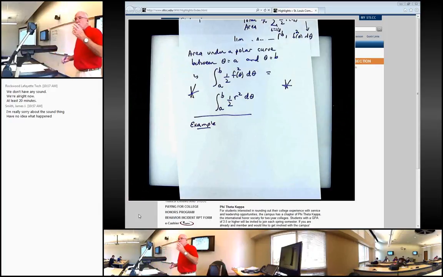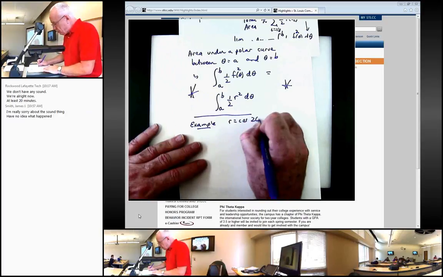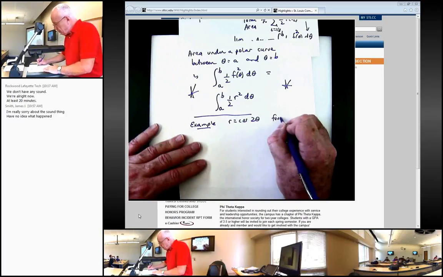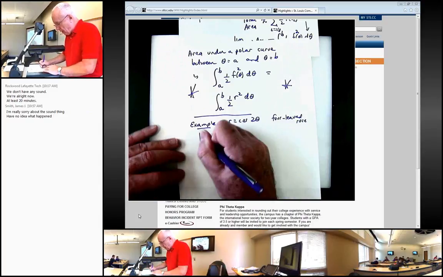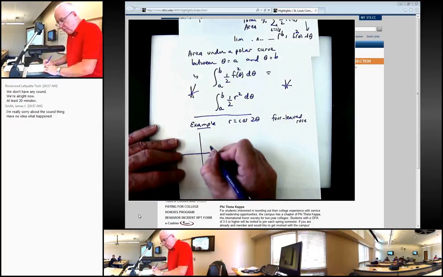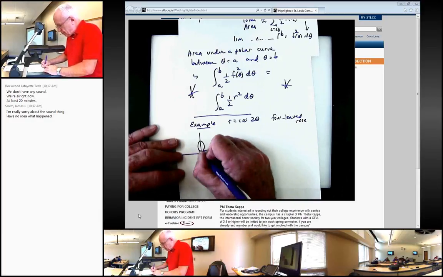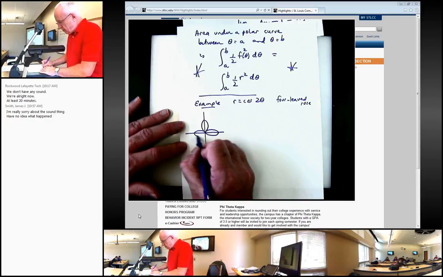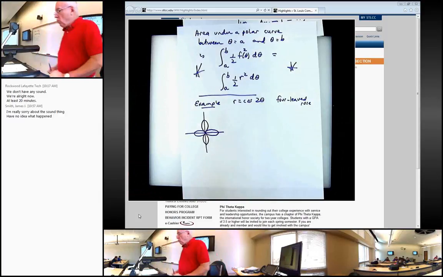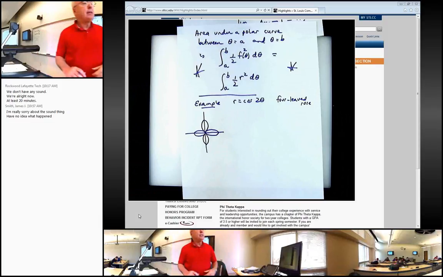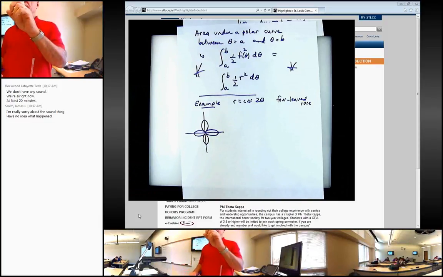We'll go back to that four-leaved rose deal. r equals the cosine of 2 theta, the four-leaved rose. Let me just draw a rough graph of this. We have one petal here, one petal here, one here, and one down here. Now, what I'm asked to find is the area enclosed by one of those loops.